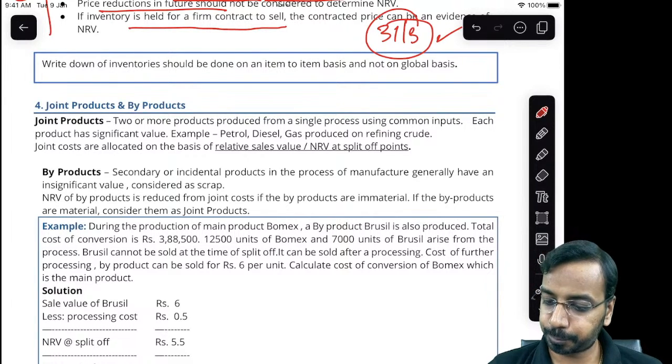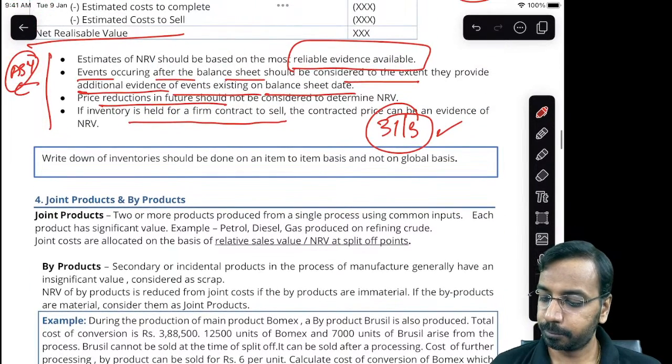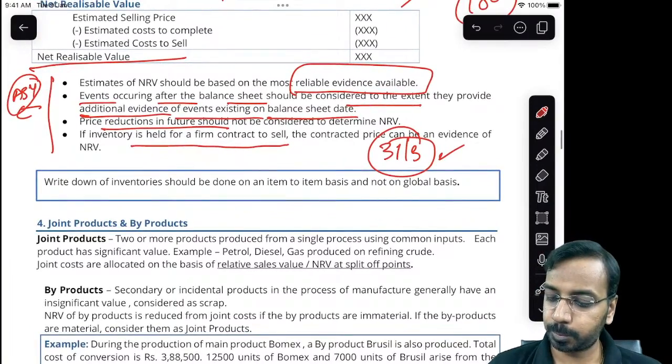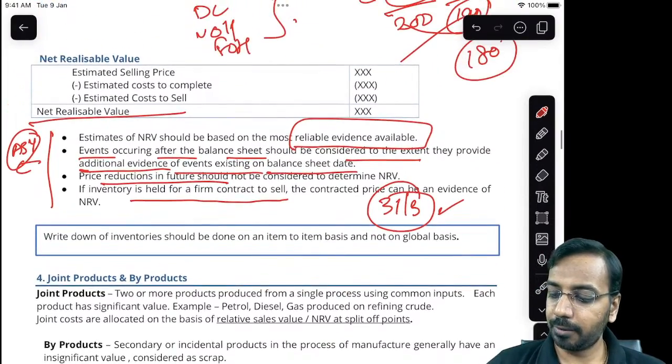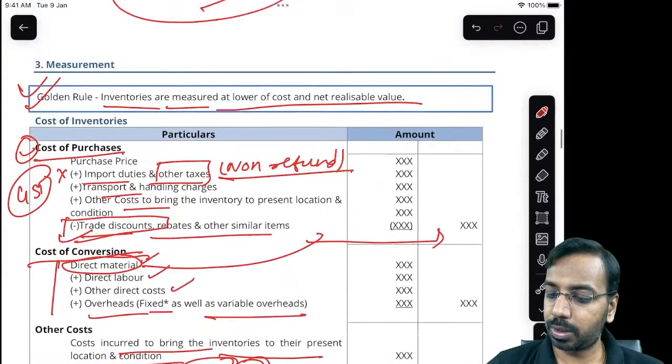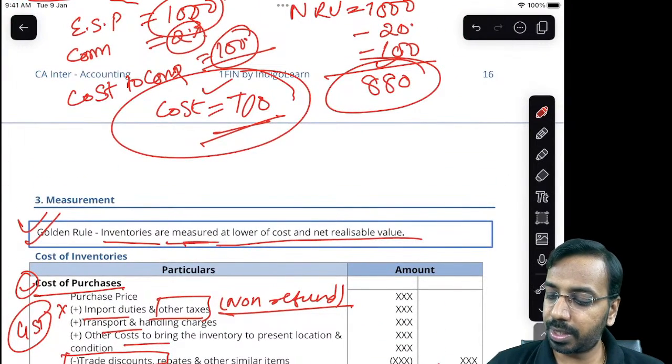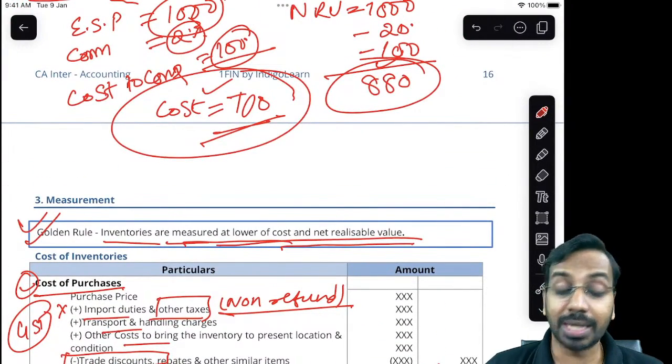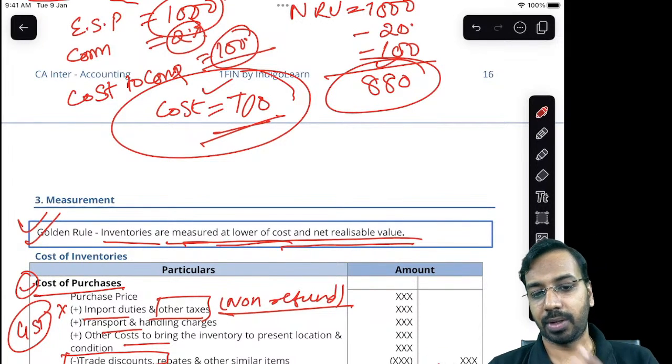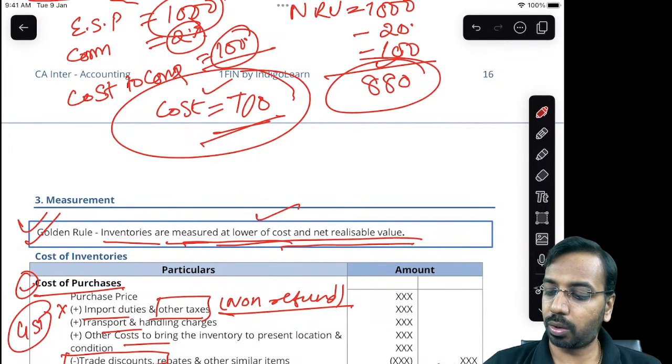Okay. Now, so far what we have done, we have understood that inventories are always measured at the lower of cost and NRV. There is an exception for raw materials, we'll come to it subsequently. How to calculate cost and how to calculate NRV is what we have covered, right?